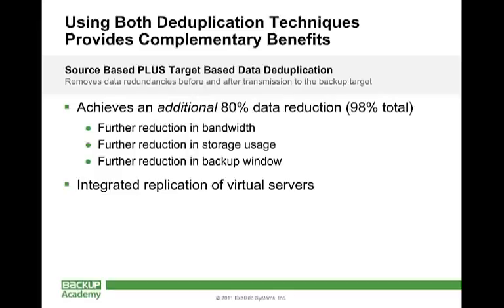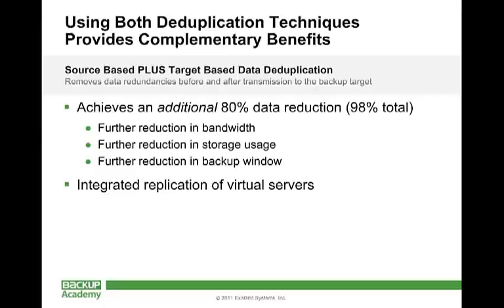What you want to look for is a source-based data reduction technique that leverages the built-in infrastructure in your virtual machine environment to reduce the data. Changed block tracking, as an example. By removing the data at the source, we deliver a very short backup window. By then sending that reduced data to a disk-based backup appliance that does further deduplication, you can achieve an additional 80% data reduction. So between the source-based data reduction and the target-based data reduction, you can see data reduction totals as high as 98%.